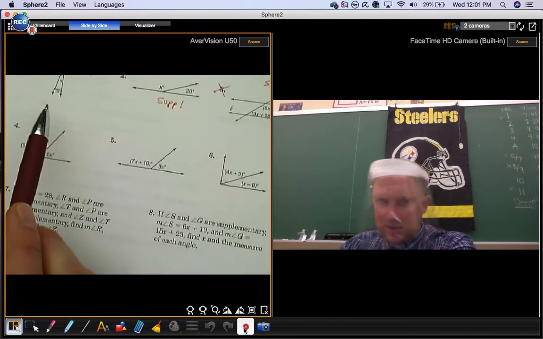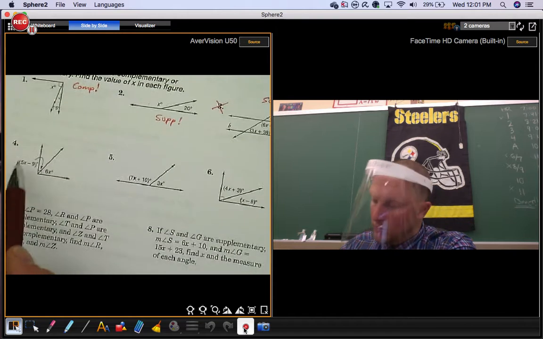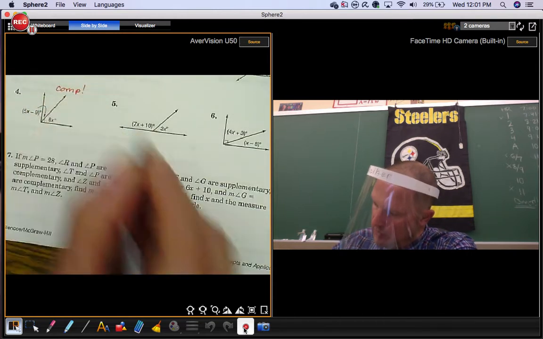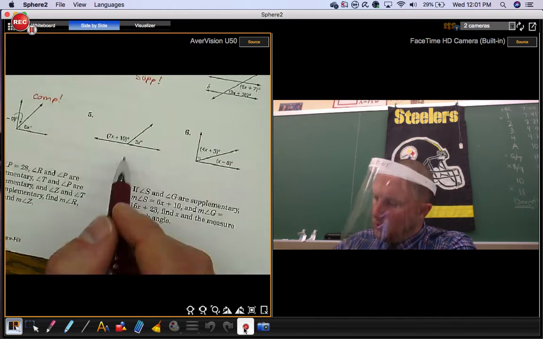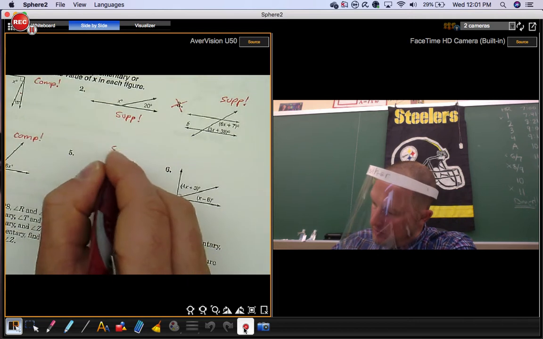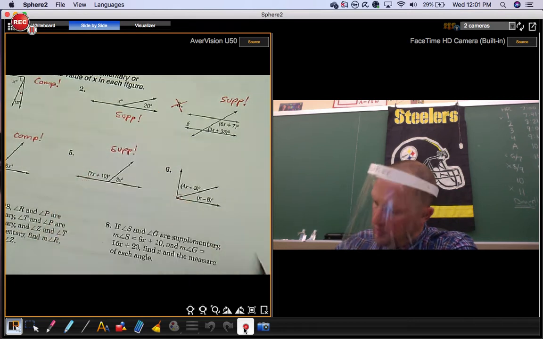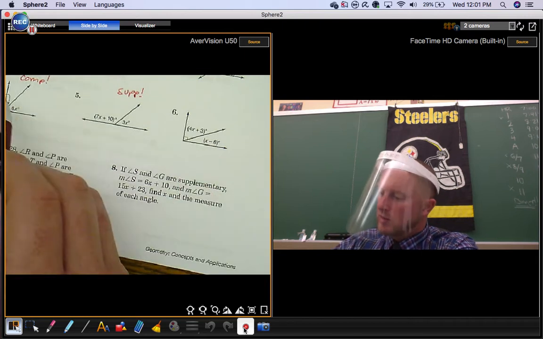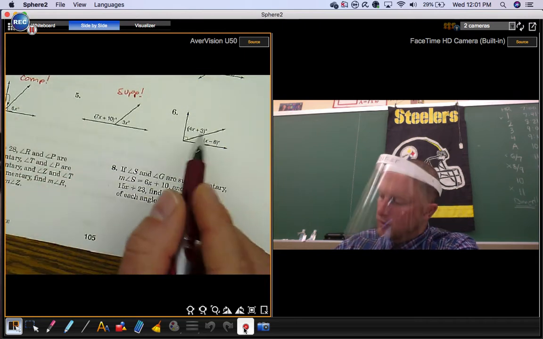Number 4 looks exactly like number 1. It's two little angles that make a right angle, so these are complementary angles. Number 5 looks just like number 2. Two angles that make a line, so they're supplementary. Number 6 just looks like number 1 and 4. Two angles that make a right angle.